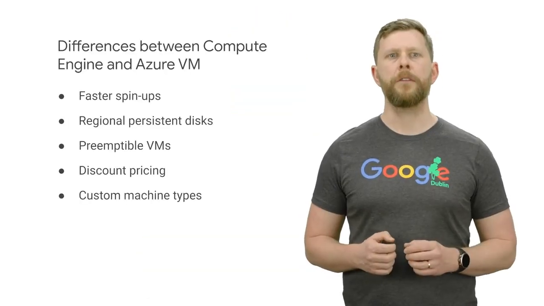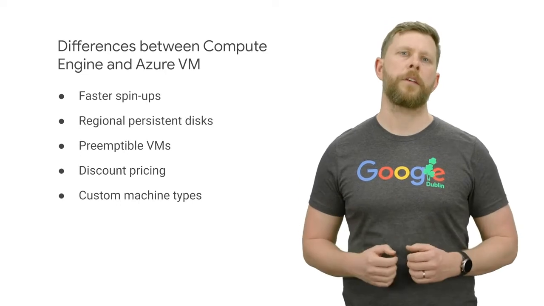Azure has an extensive list of pre-configured Azure VMs. You have to select a predefined instance to use. GCP allows you to build a custom machine to your exact specification.